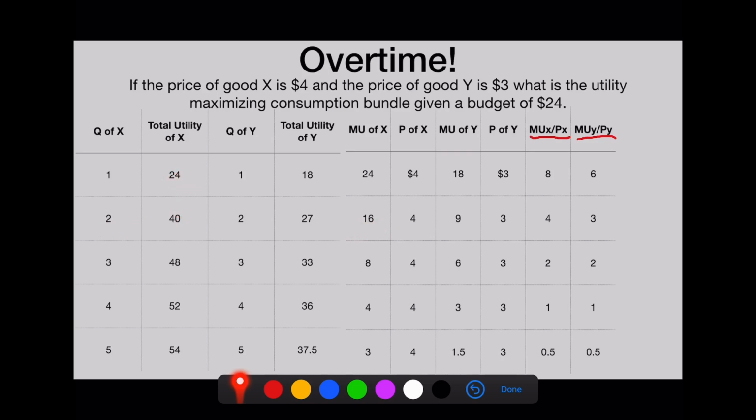And now, to get to MU of x over P of x, just divide that number by the price. I put the prices here for x and here for y. This is what we end up with. 8, 4, 6, 2, and 1.5, right? And then 6, 3, 2, 1.